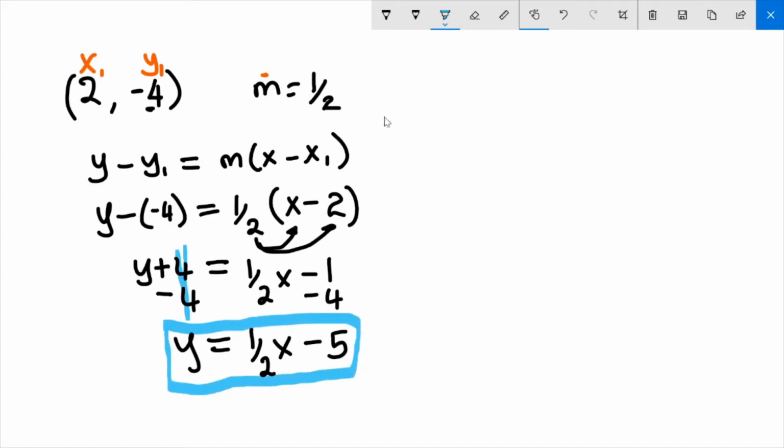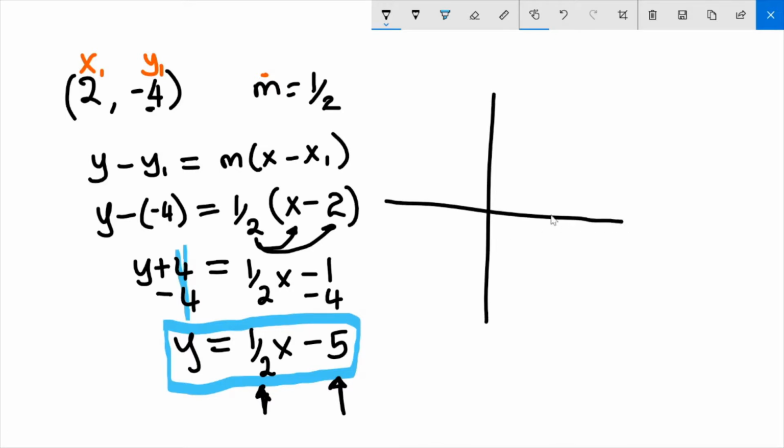So this is in the slope-intercept form, in which 1/2 is the slope and negative 5 is the y-intercept. Remember, if you're sketching this, it means starting from negative 5, you go up 1 over 2. And then you draw the line. So the line is passing like that. That's a sketch of that line.